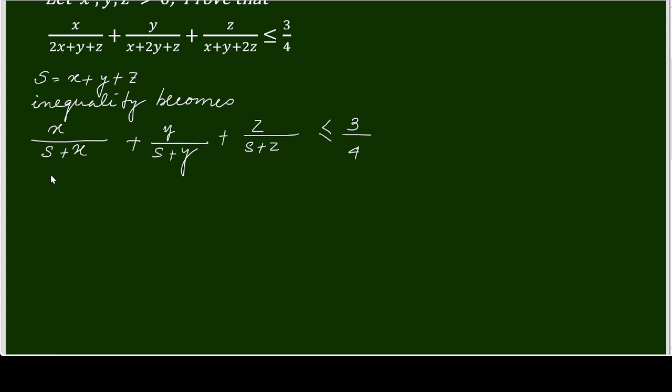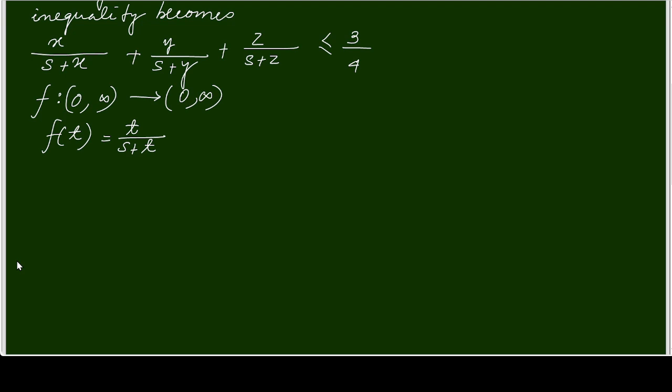This function is defined from 0 to infinity to 0 to infinity. And we can write this function as f of t equals t over s plus t. If we write it in general form, f of x equals x over s plus x.